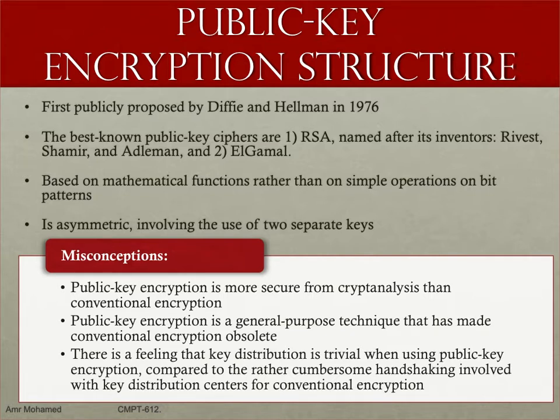So public key cryptography started in the 70s with the first public key technique, which is Diffie-Hellman. Diffie-Hellman is not to be used for general purpose encryption, as we will see. It's used for a particular job, which is key exchange. But it's not to be used for general purpose encryption, and we'll talk about why.